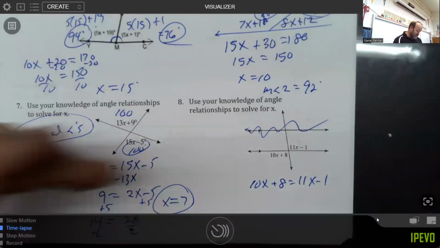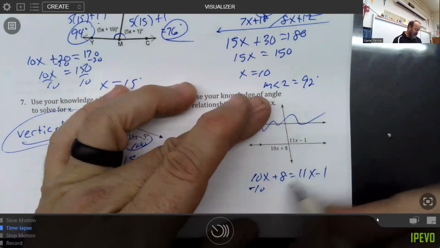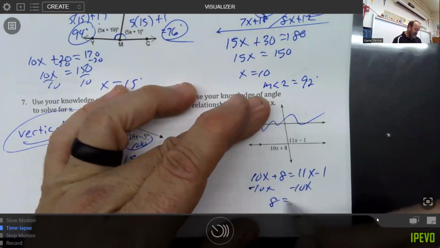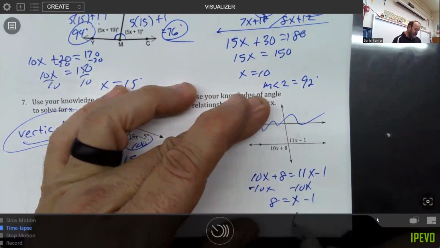Vertical angles are always equal. So again, since these x's are on opposite sides, I'm going to subtract x from both sides. And I get 11x minus 10x is 1x. I'll add 1 to both sides, and I get 9, and then we're done.